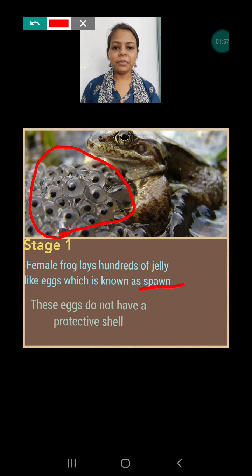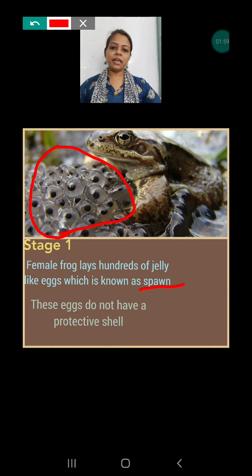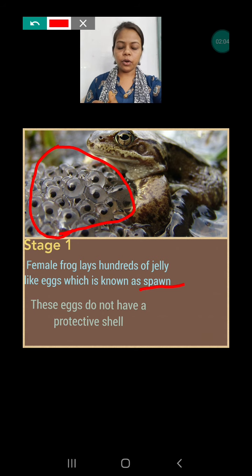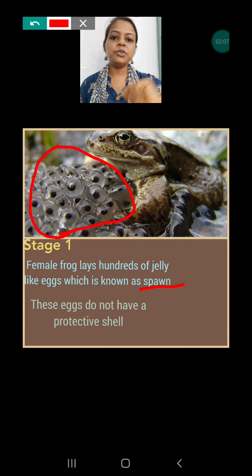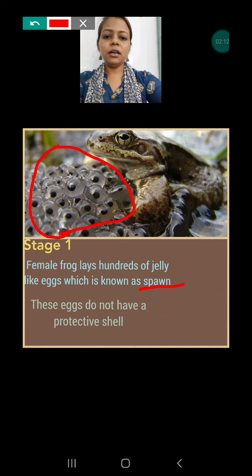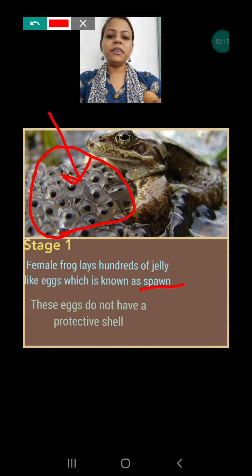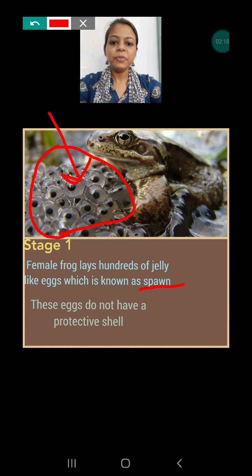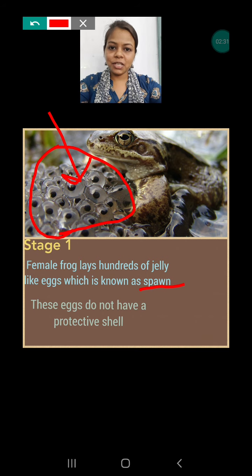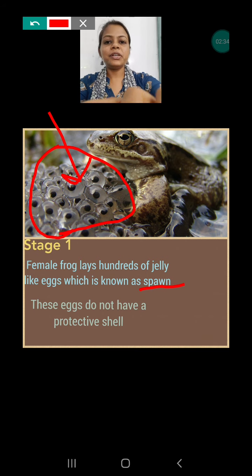Actually, not only the frog's eggs, but the eggs of fish are also known as spawn, because spawn does not mean the egg of the frog only. It is the type of egg which is like a jelly, and that's why the name spawn is given. If you look nicely inside the egg, you can see black colored spots. Those black spots are known as embryos. This black dot is what develops into the further stages in the frog. So this was the first stage.